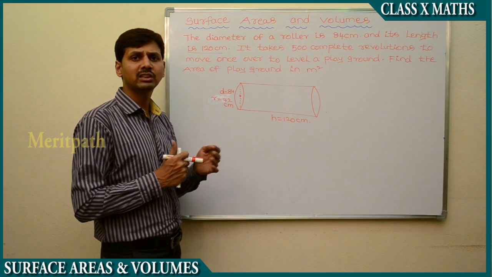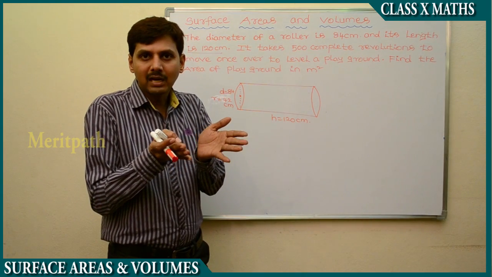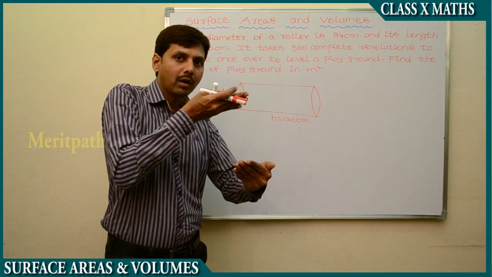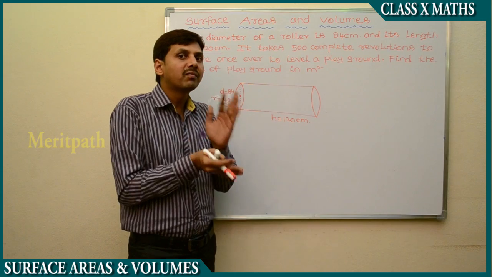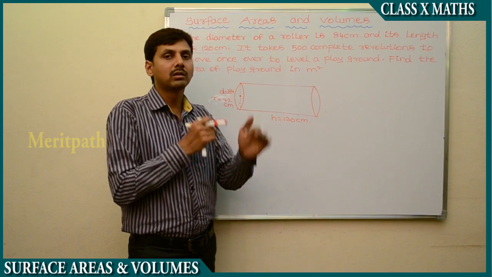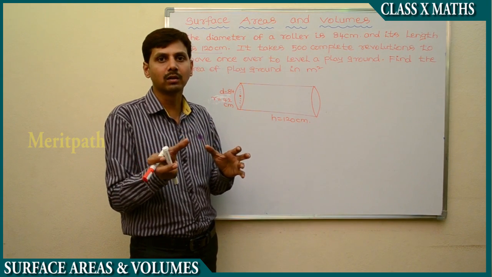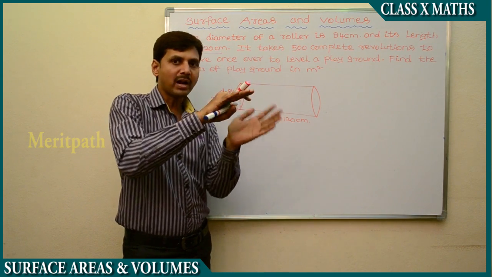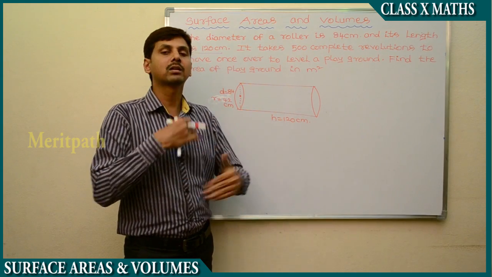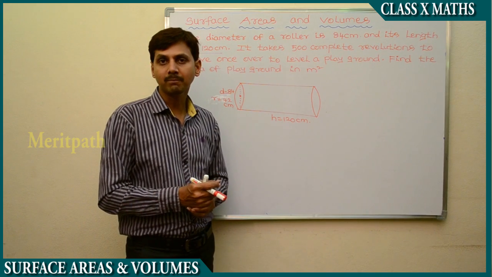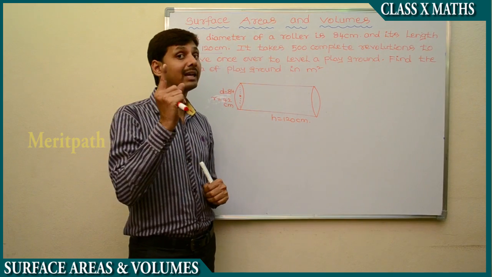So for one revolution, the roller is in the shape of a cylinder. If we start the roller and complete one round, we get the circumference of that circle, because the road roller has a circular base. One round is nothing but the circumference, the perimeter. The circumference of the circle is 2 pi r. So let's find the 2 pi r for this roller, and then we'll get one revolution.